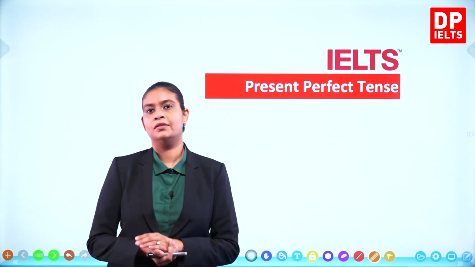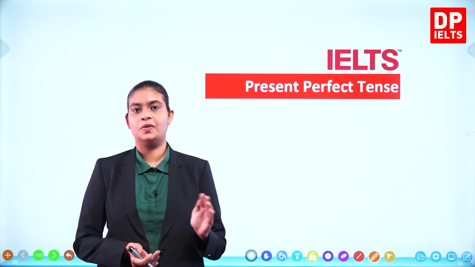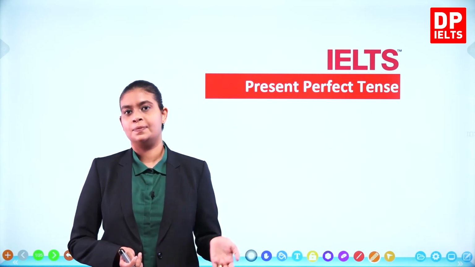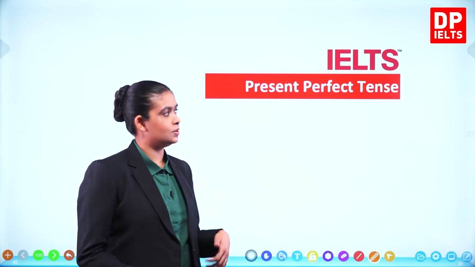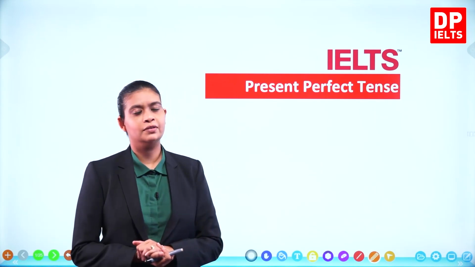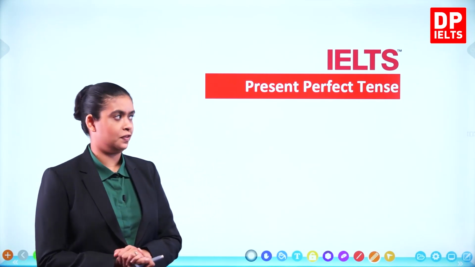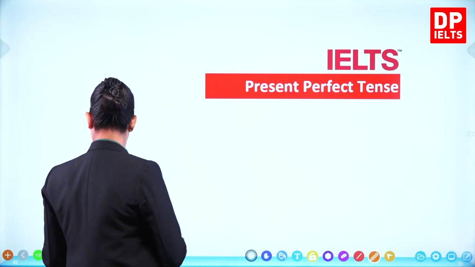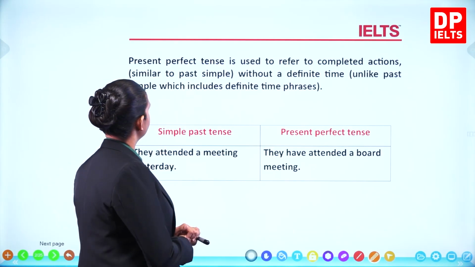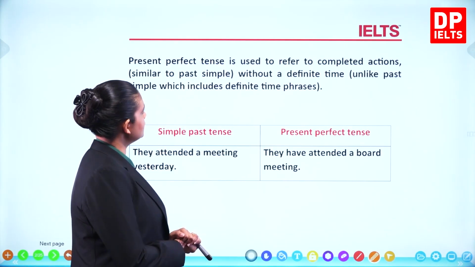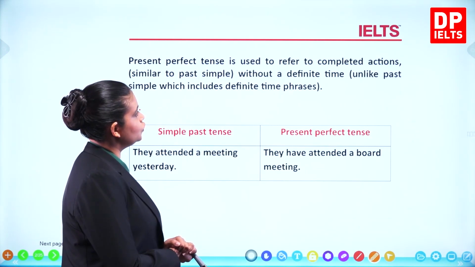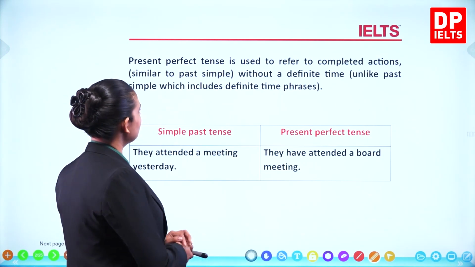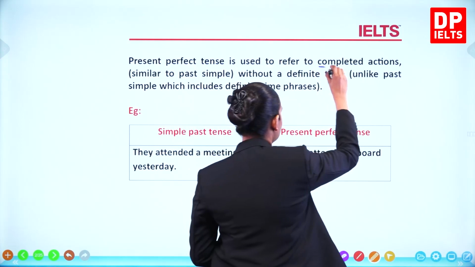So we have done the simple present, the present continuous, simple past, past continuous. So today we're going to have a look at the present perfect tense. The present perfect tense is used to refer to complete actions.